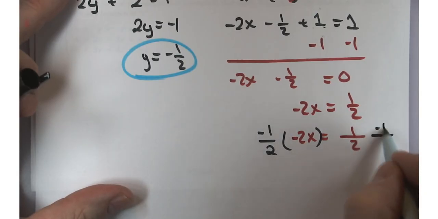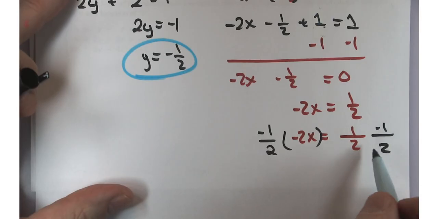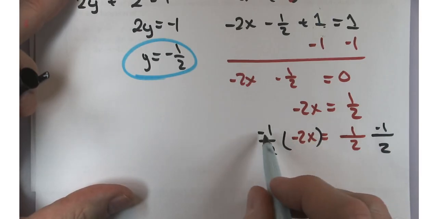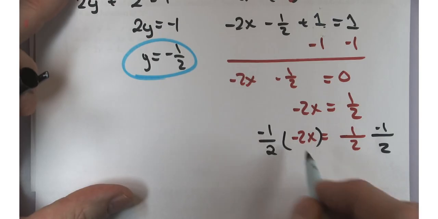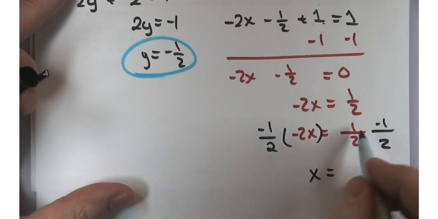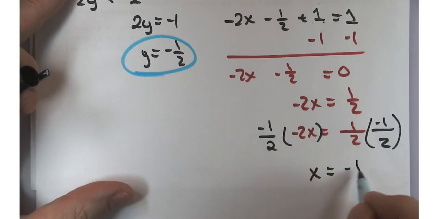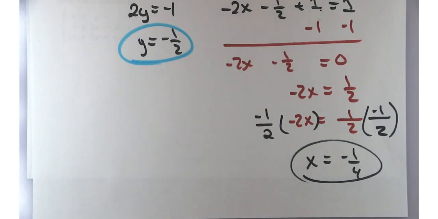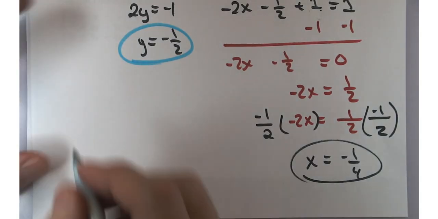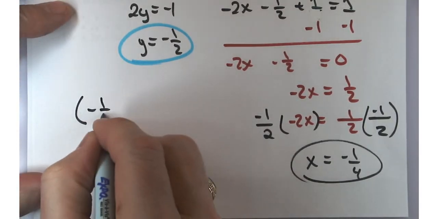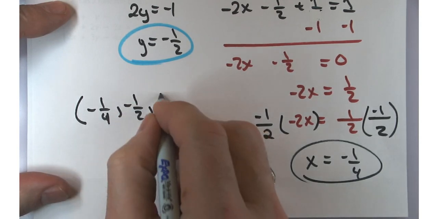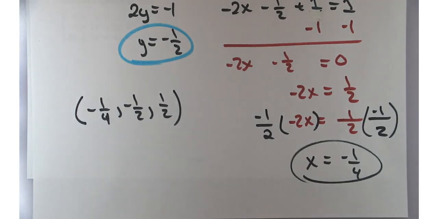And if I multiply both sides by negative 1 over 2, on the left-hand side, these just cancel. I get negative 2 over negative 2, or 2 over 2, which is 1. On the right-hand side, these multiply, I get negative 1/4. And that's my answer. Overall, this would look like this: negative 1/4, negative 1/2, and 1/2. Nice.